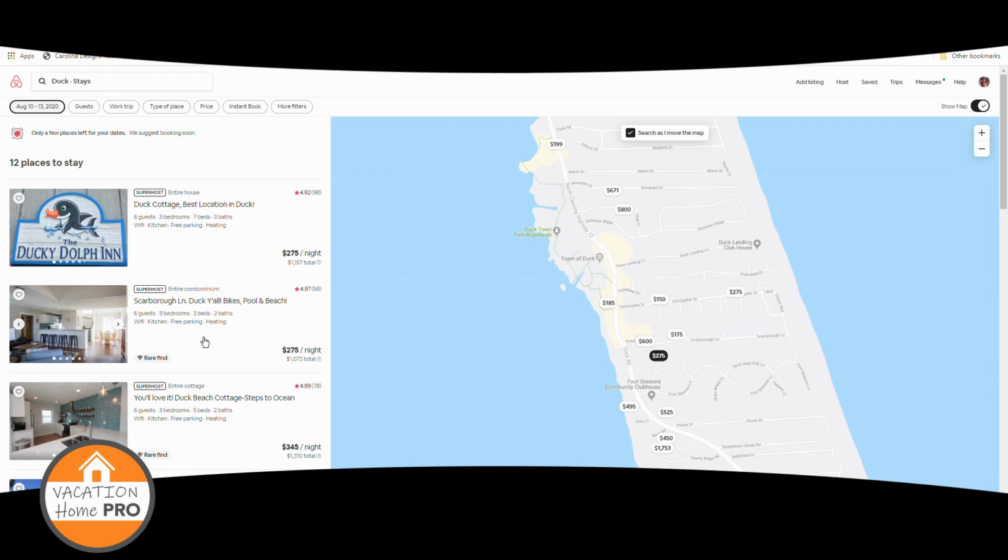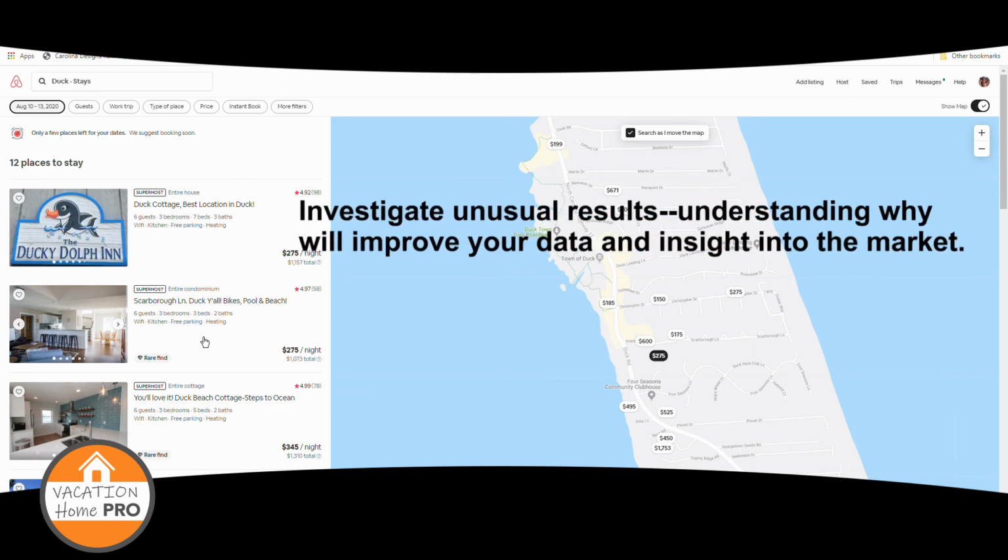If you find numbers that are unreasonable or seem extraordinarily high or low, it pays to investigate why and research and look into the data and the listings to try to get an understanding for why. That is time very well spent in helping you to become much better at understanding the market and ultimately making better pricing decisions.